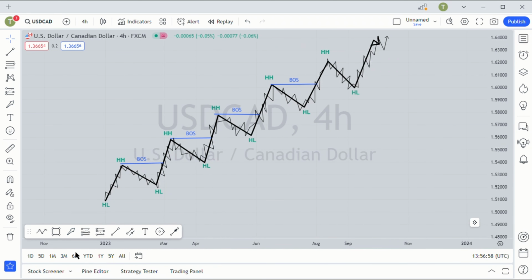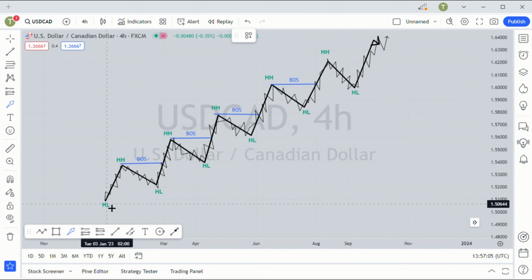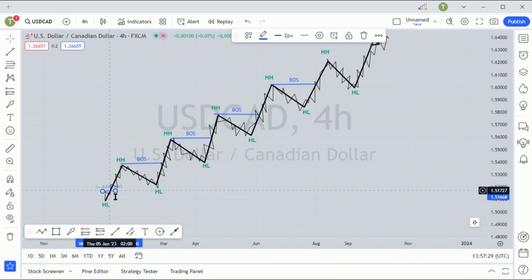Identifying this will help you to know the direction of the market and to know that 80% of the time you should be looking for buying signals instead of selling signals and not go against the trade. As you can see here, let me just click this. We have a higher low in the lower time frame. We have a higher low right here that is higher than the previous higher low, resulting in a break of structure in the lower time frame.